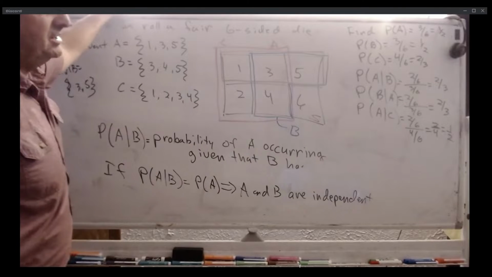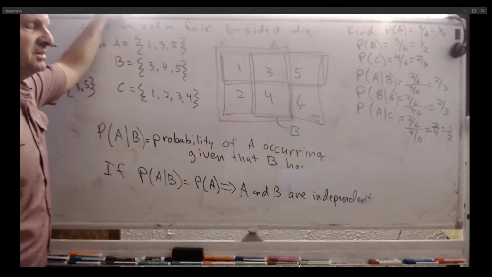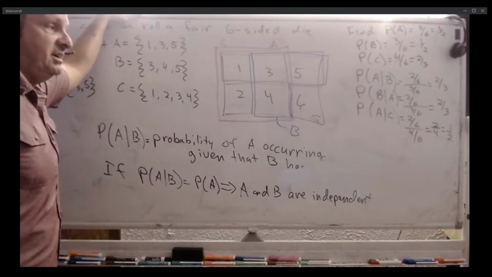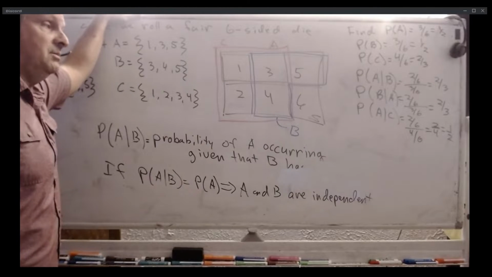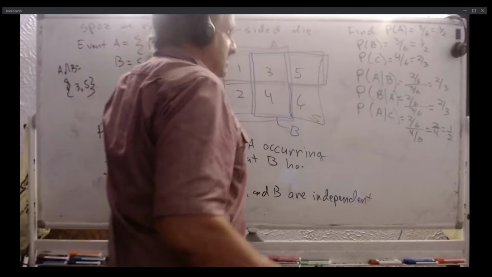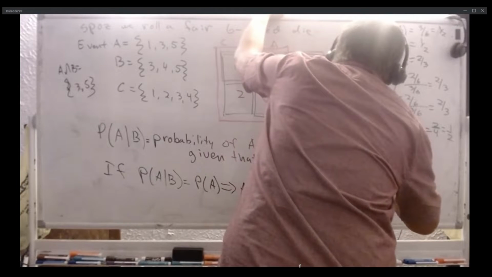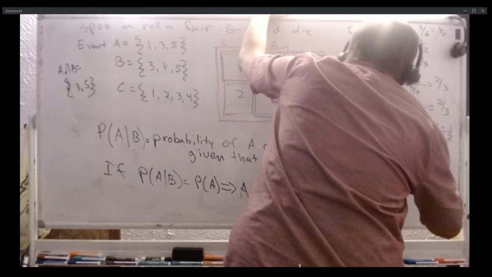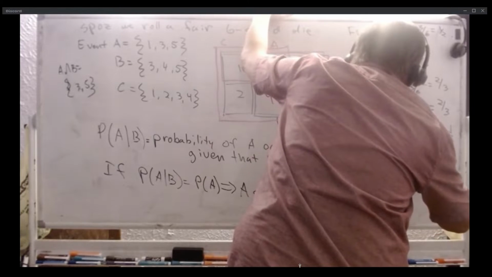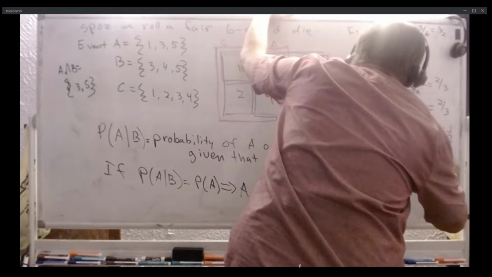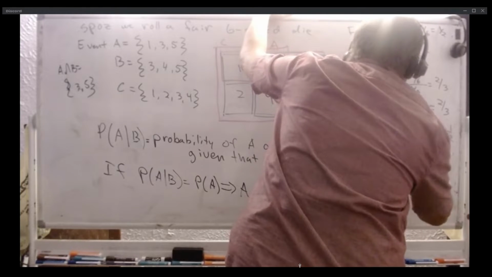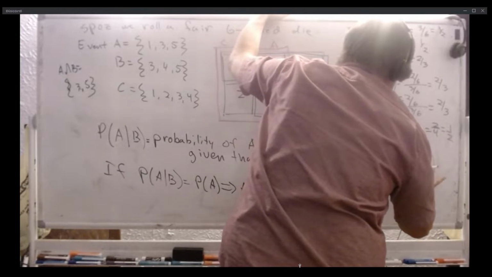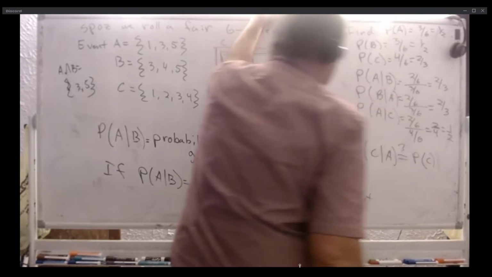So we know that the conditional probability of A is independent of C, right? We know that. What's this? Do you think this equals the probability of C? It should, but we have to prove it.